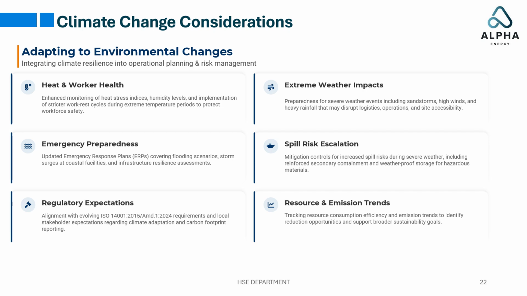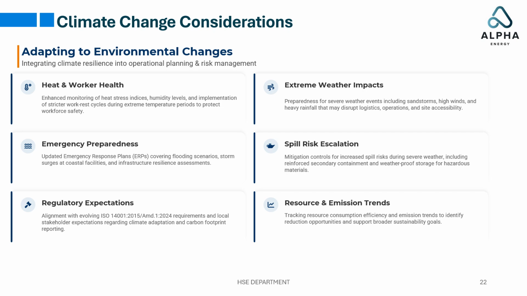This includes enhanced monitoring of heat and worker health, such as tracking heat stress indices and humidity levels and implementing stricter work rest cycles during extreme temperatures to protect the workforce. Organizations must also prepare for extreme weather impacts, including sandstorms, high winds, and heavy rainfall that may disrupt logistics, operations, and site accessibility. Emergency preparedness is strengthened by updating emergency response plans to address flooding scenarios, storm surges at coastal facilities, and infrastructure resilience assessments.